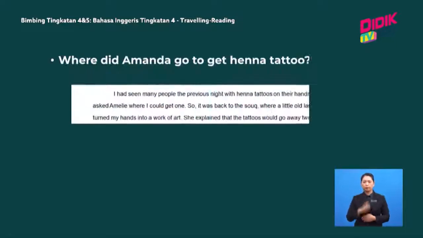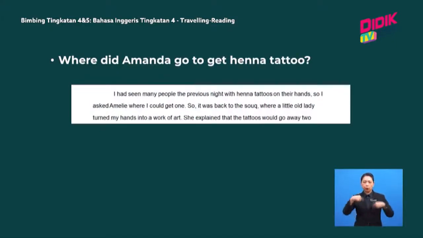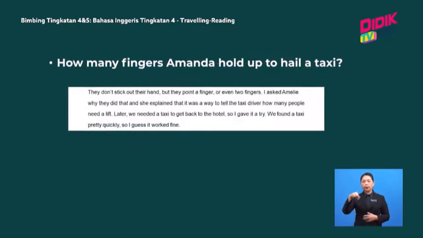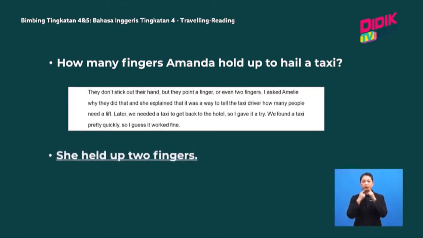For the next paragraph, question 1. Where did Amanda go to get a henna tattoo? Now look at the text. She went to the souk. Question 2. How many fingers did Amanda hold up to hail a taxi? Answer: she held up 2 fingers.